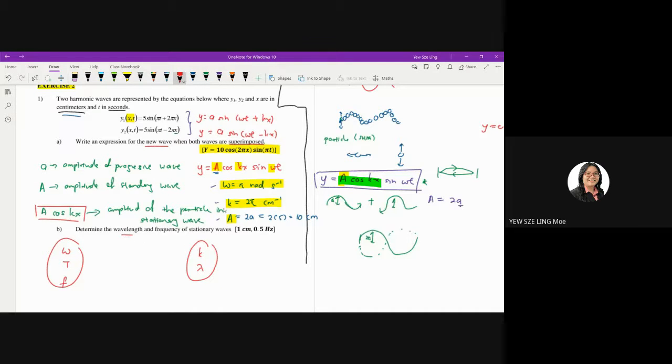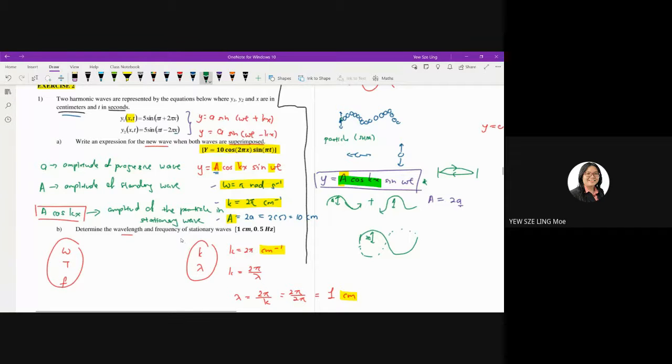Now let's see wavelength. The question is asking for wavelength, and we know that k is equal to 2 pi cm negative 1. And we know the relationship between k and lambda is k equals 2 pi over lambda. So rearranging the equation, lambda is equal to 2 pi over k, which is 2 pi over 2 pi, and therefore you will obtain 1 cm. So how do I know it's cm? Because k is cm negative 1, so lambda will have the same unit.